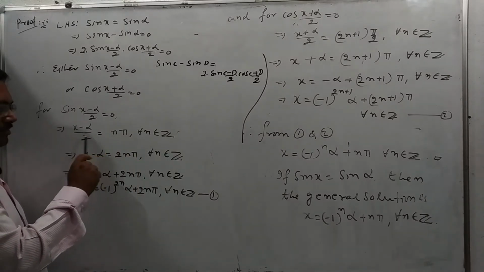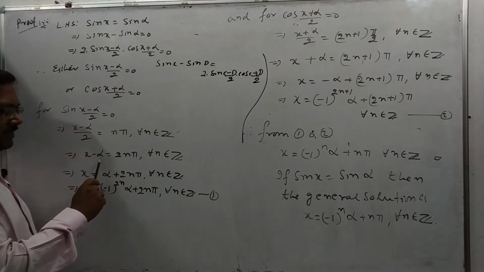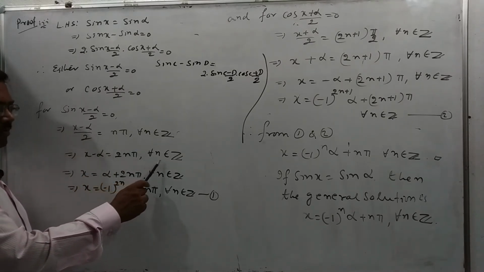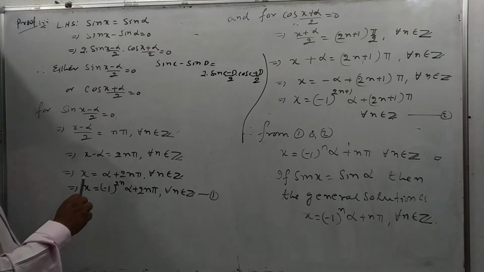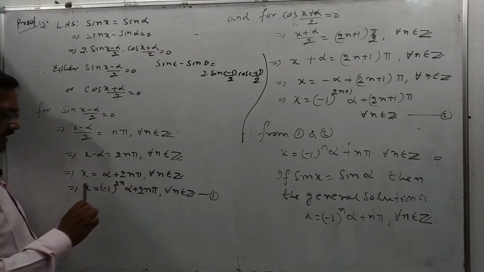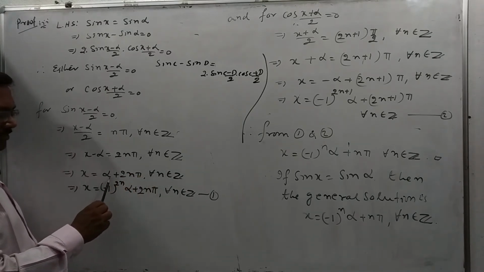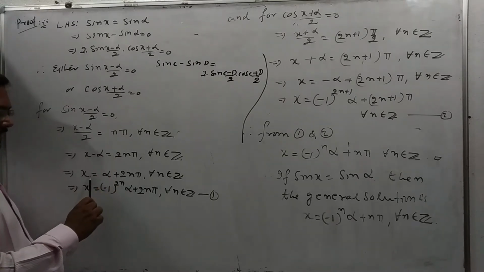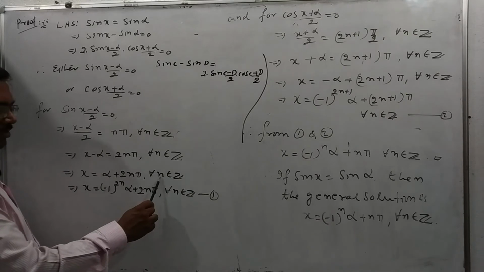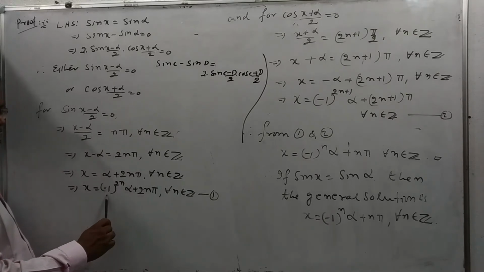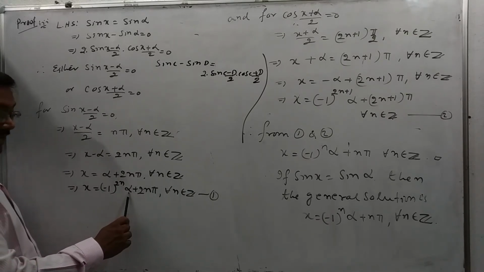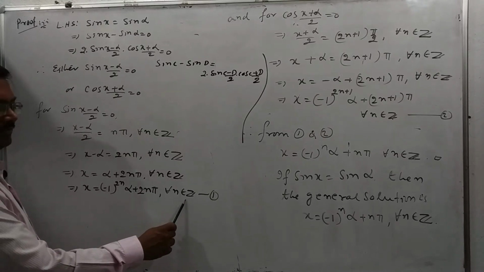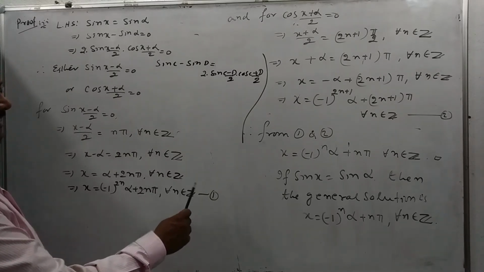We multiply 2 to both sides: x minus alpha equals 2n pi for all n belongs to Z. For all integer n, x equals alpha; alpha goes to the right, x equals alpha plus 2n pi for all n belongs to Z. So x equals minus 1 to the power 2n alpha plus 2n pi for all n belongs to Z. This is my first assertion.